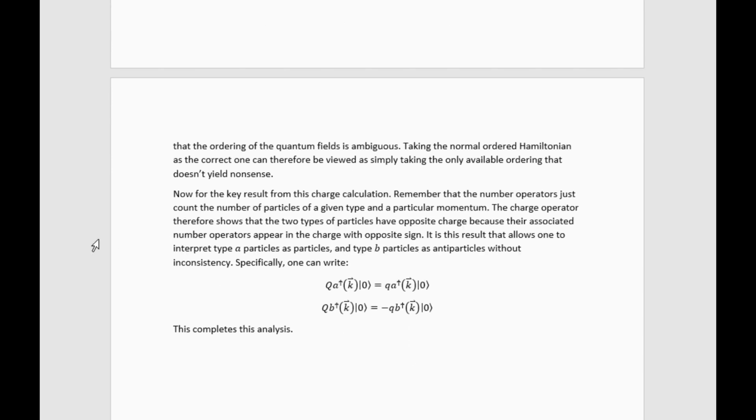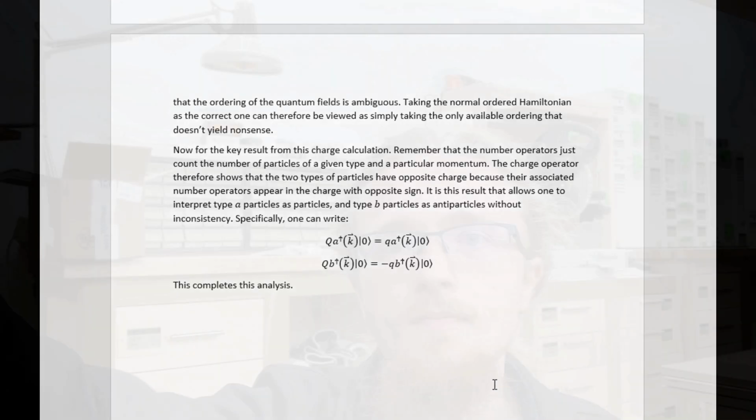Now for the key result from this calculation. Remember that the number operators just count the number of particles of a given type and a particular momentum present in a given state. The charge operator therefore shows that the two types of particles have opposite charge, because their associated number operators appear in the charge with opposite sign. It is this result that allows one to interpret type A particles as particles and type B particles as antiparticles without inconsistency. Specifically, one can write these eigenvalue relations. This completes the analysis.